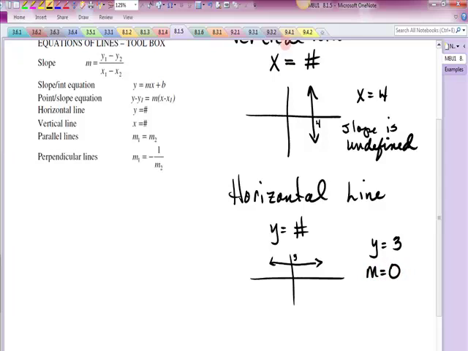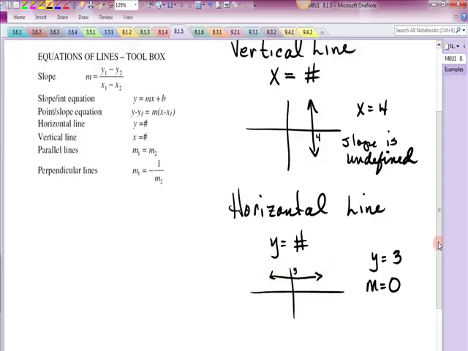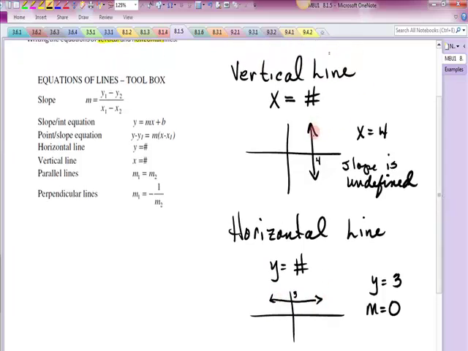So if it is horizontal, it will be y equals whatever the y coordinate of all the points is. If it is vertical, it will be x equals whatever the x coordinate of all the points is. So let's look at some examples.